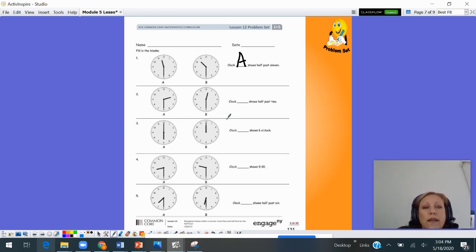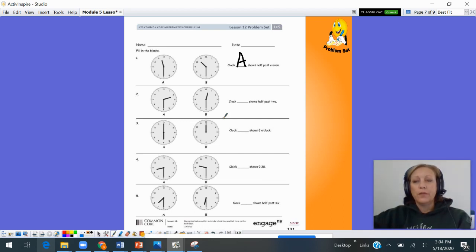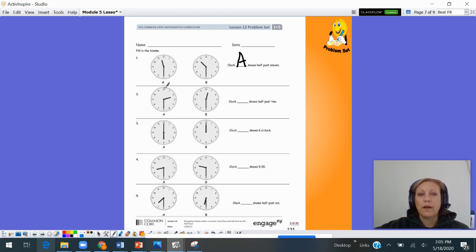Let's go ahead and check number 2. Oh, goodness gracious, they did it to us again. Both of them actually have the minute hand to the 6. And remember, if we're counting by fives, let's count by fives. 5, 10, 15, 20, 25, 30. And then we're trying to find clock blank shows half past 2.